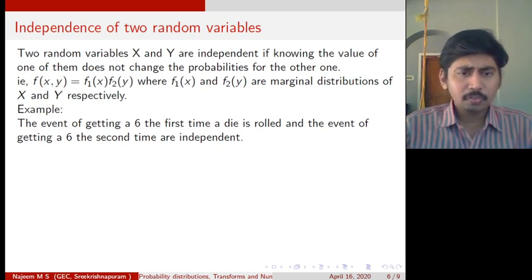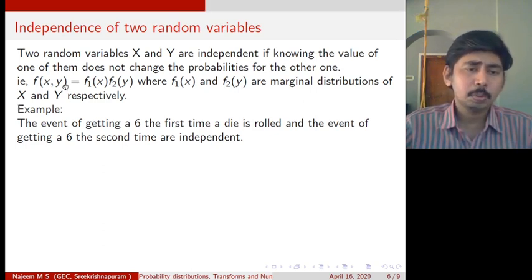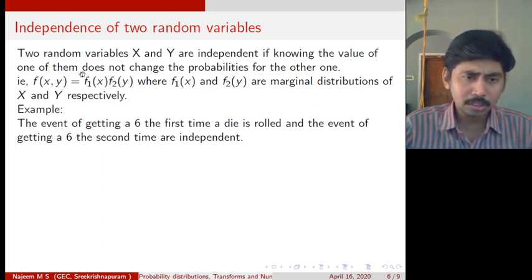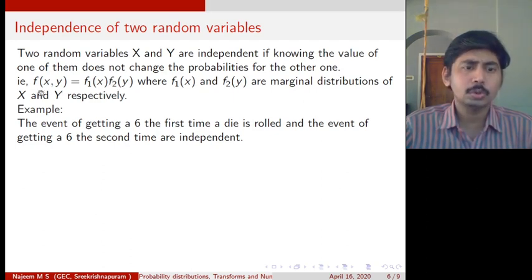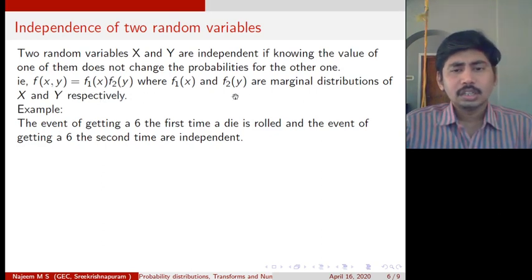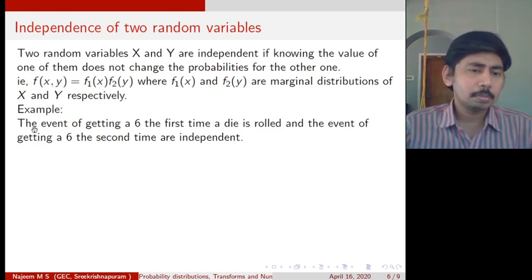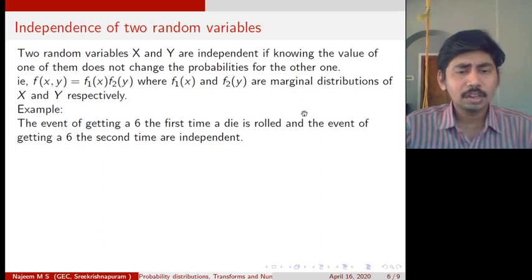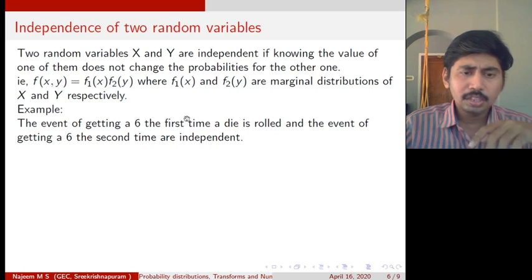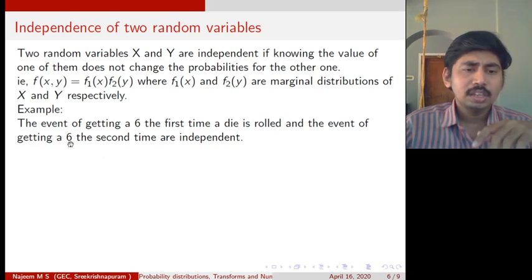Let's take another example. The way we check whether two variables are independent is if the joint distribution is the product of the marginals. This is the joint distribution f(x,y), and the marginals are f1(x), the marginal distribution of x, and f2(y), the marginal distribution of y. If this product is equal to f(x,y), then x and y are independent. For example, the event of getting a 6 the first time a die is rolled, and the event of getting a 6 the second time a die is rolled, are independent.